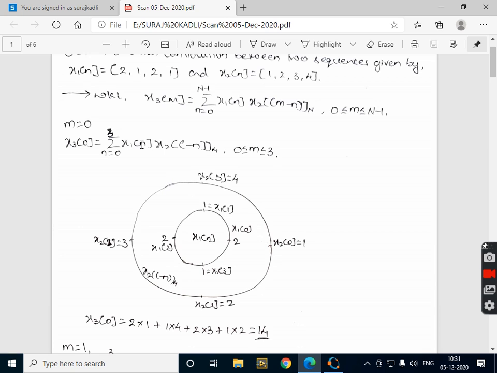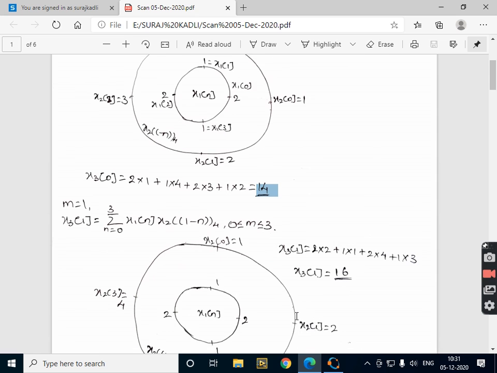Now this partial product addition means each sample will be multiplied together and then their partial products will be added together. So x1 of 0 will be multiplied by x2 of 0. Likewise, x1 of 1 will be multiplied by x2 of 3, and so on. So when you multiply the corresponding samples and add the partial products, the first circular convolution result you obtain is 14.